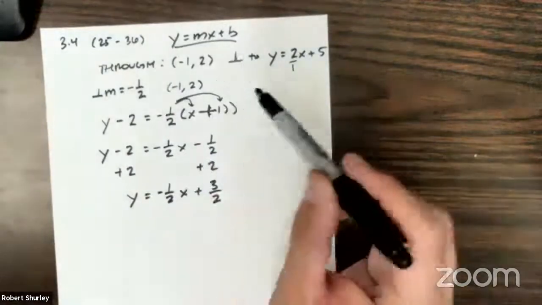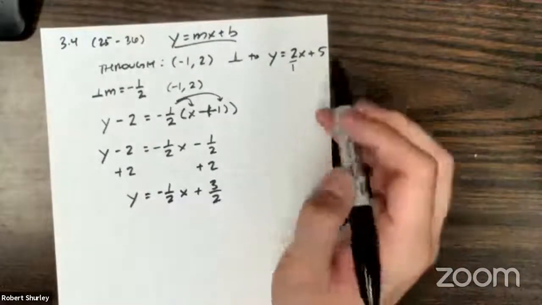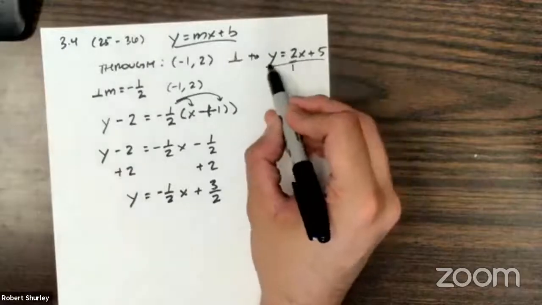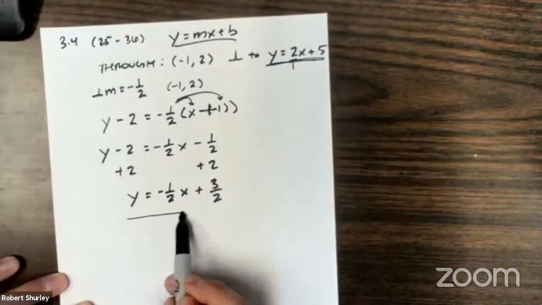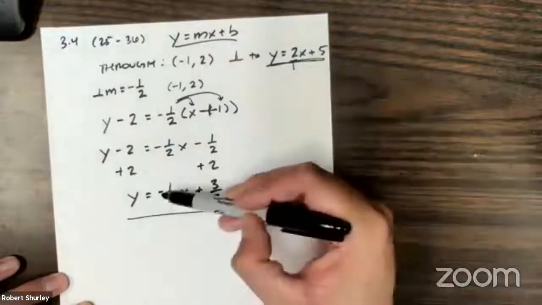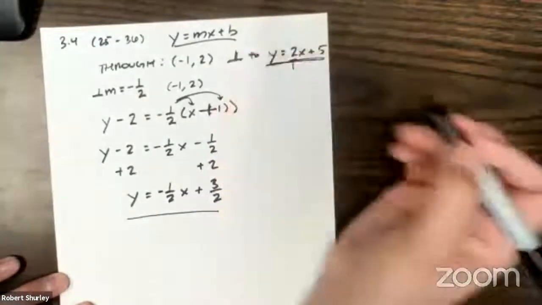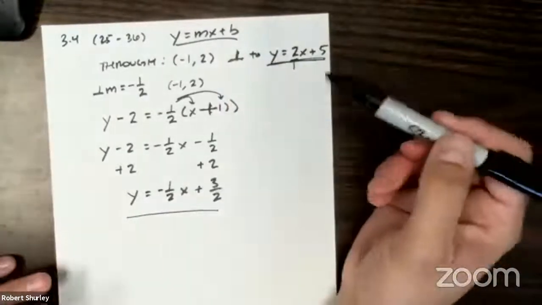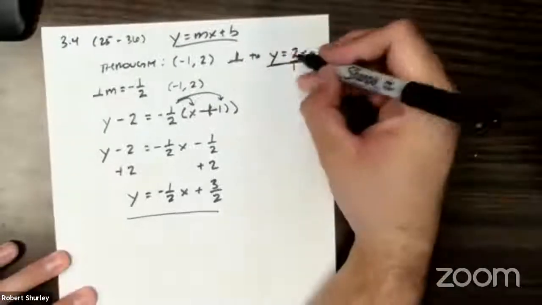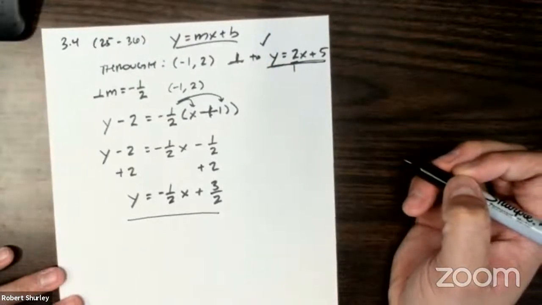And again, if you're like, I'm not sure how to check this, how would I know if this is right? Well, if I gave you this equation and I gave you what we found our equation to be, and I said, hey, are these two lines perpendicular? You're going to reach back to 3.2 and go, yeah, they are, because 2 and negative 1/2 are perpendicular slopes, right? So that checks out. We are perpendicular to y equals 2x plus 5.